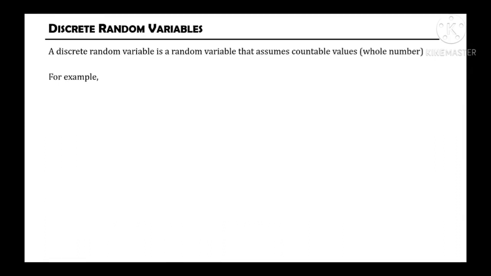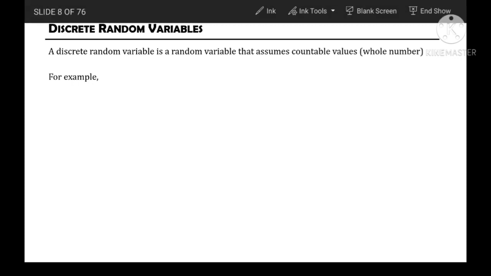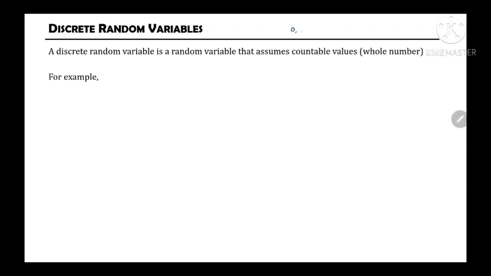A discrete random variable is a random variable that can assume countable values, whole numbers. Countable values are numbers that we use to count: 0, 1, 2, and so on. This means a discrete random variable cannot be negative and cannot be a decimal. We do not count items as 1, 1.5, and 2. For example, the number of students in KM-L. Students are persons, and we have 0 students, 1 student, or 2 students, and so on. We do not have 1.5 students.